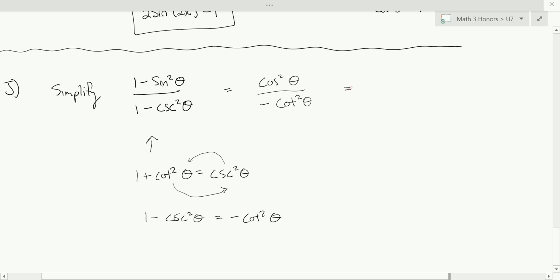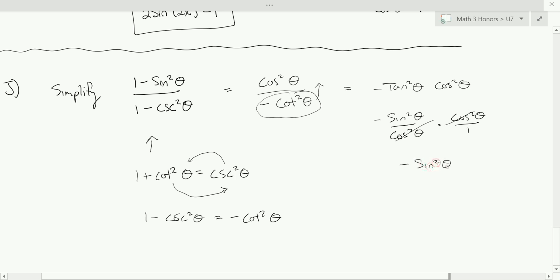So from here, it would be nice. Now I have one term. I'm going to move it to the top by changing it to negative tangent squared, and I have a cosine squared. And then I'm going to use a technique where I change everything to terms of sine and cosine. So tangent is sine over cosine. They're both going to be squared. And I have a cosine already, and that's by default over 1. And you reduce, and you get negative sine squared theta.